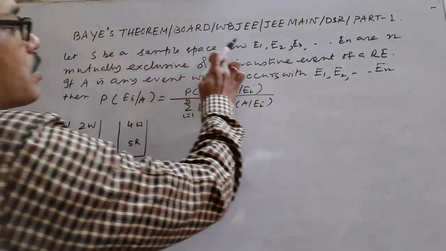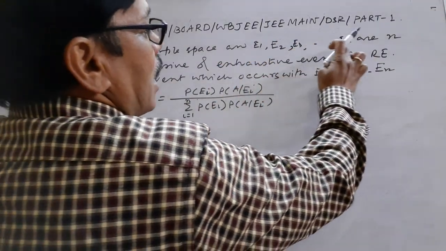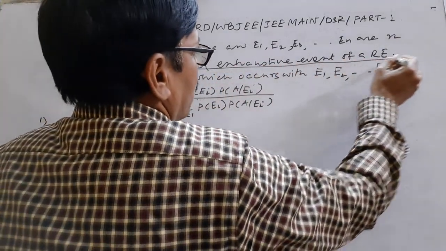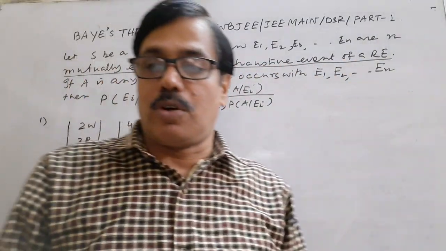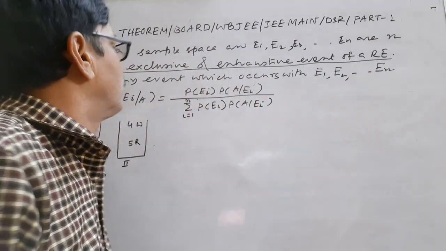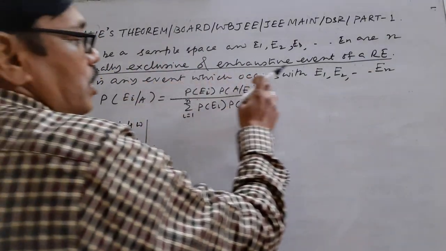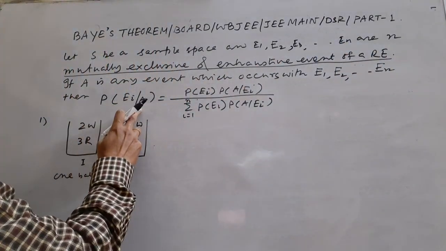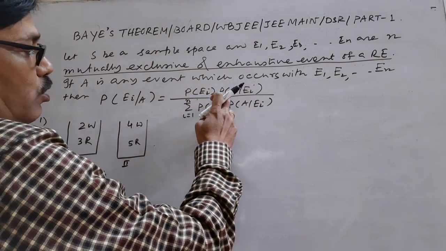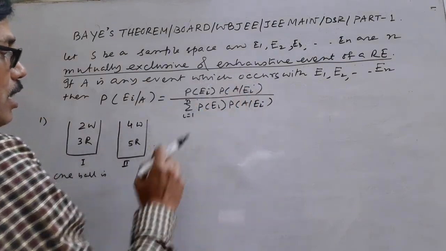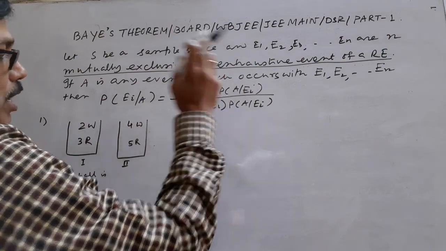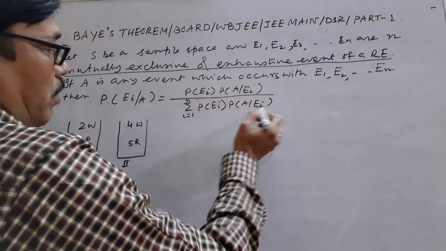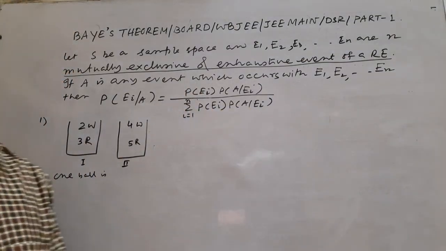Let S be a sample space and E1, E2, E3 ... En be mutually exclusive and exhaustive events, as in total probability. A is any event which occurs with E1, E2, ..., En. Then P(E1|A) equals P(E1) times P(A|E1), and the denominator is the sum over i equals 1 to n of P(Ei) times P(A|Ei).